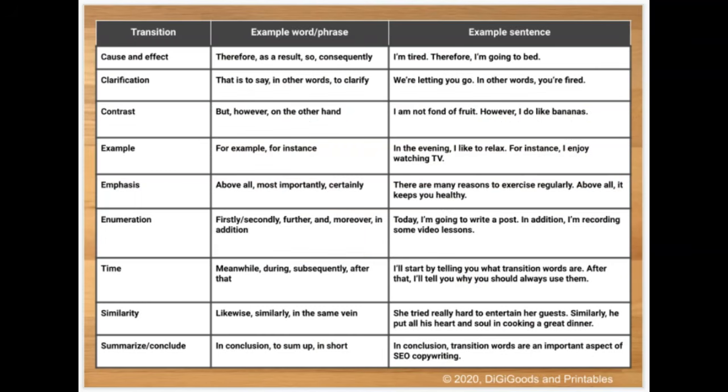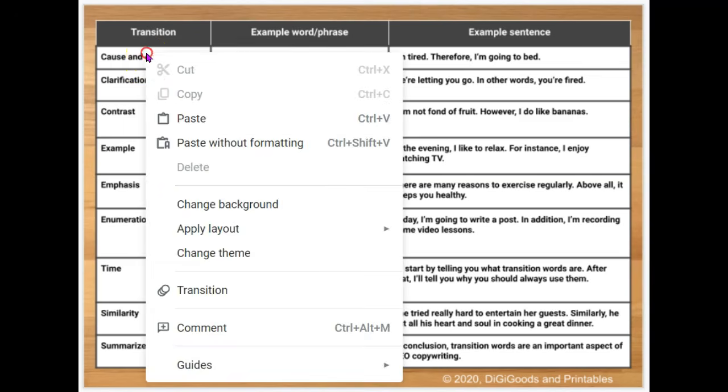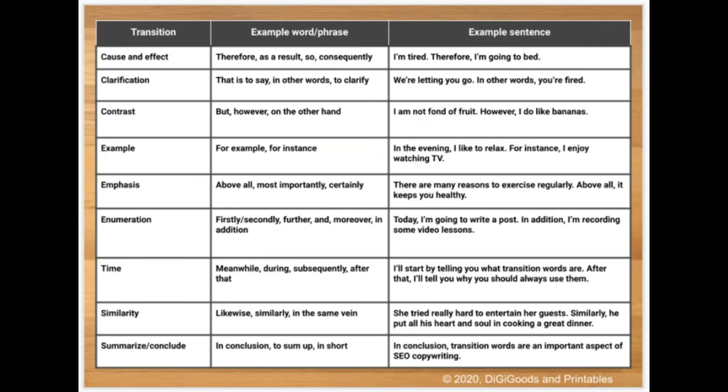Let's scroll down to the next slide and take a look at some different types of transitions and transitional phrases and the categories in which they belong. The first column of transitions are categories. So in other words, you might use the transitions along the first line if you want to show cause and effect. And then moving down that column, there's transitions for clarification, contrast, example, emphasis, etc. But let's look at the first transition type, which is cause and effect.